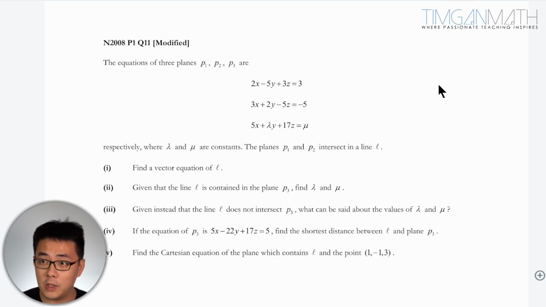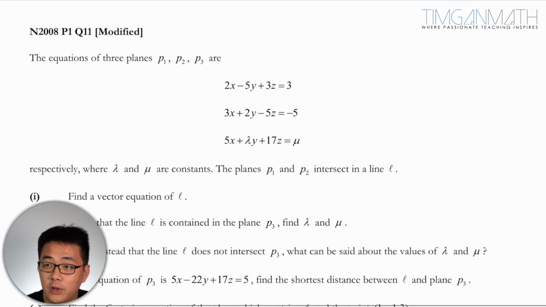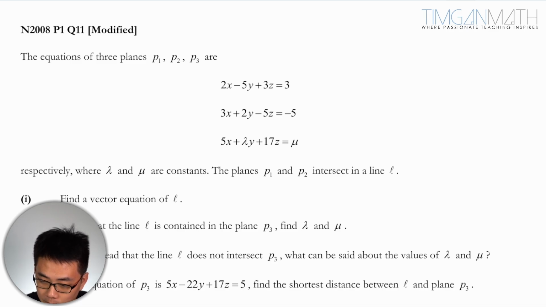Hi students, let's look at this question on vectors taken from the year 2008, paper 1, question 11. It's a modified version, so let's do this proficiently. The equations of three planes P1, P2, P3 are given below respectively, and lambda and mu are constants.